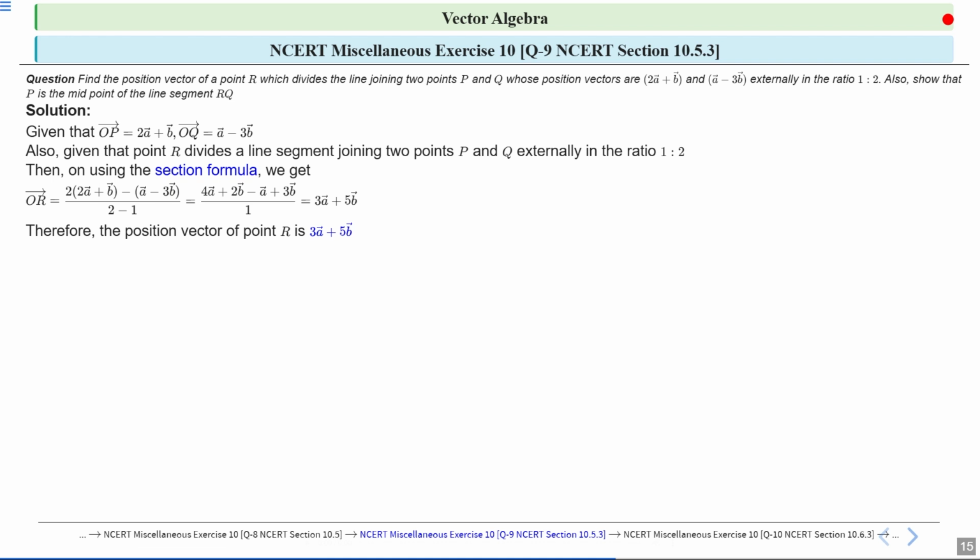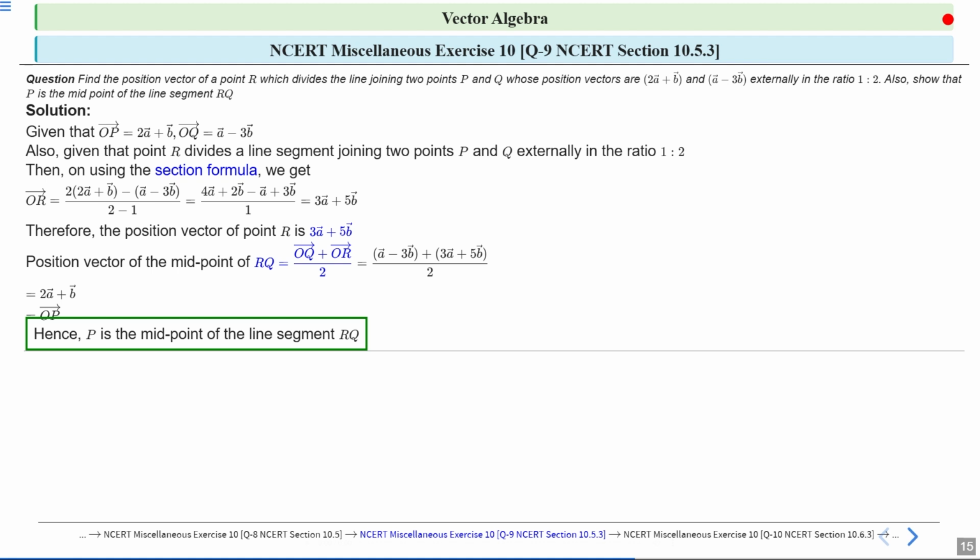Therefore, the position vector of point R is basically 3a vector plus 5b vector. Now the position vector of the midpoint of RQ is basically OQ vector plus OR vector upon 2, which is equal to a vector minus 3b vector plus 3a vector plus 5b vector upon 2, which is equal to 2a vector plus b vector, which will be equal to OP vector.